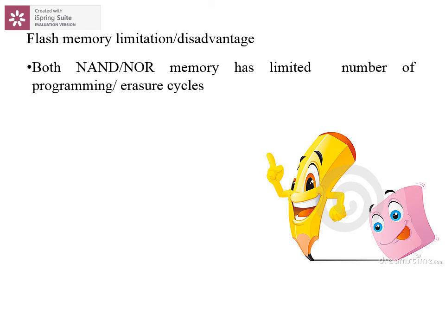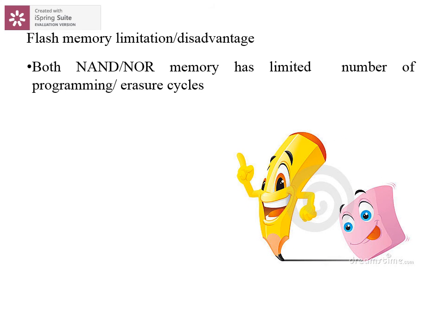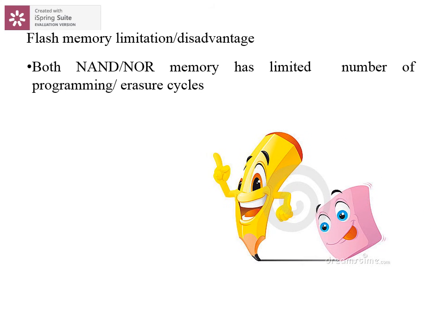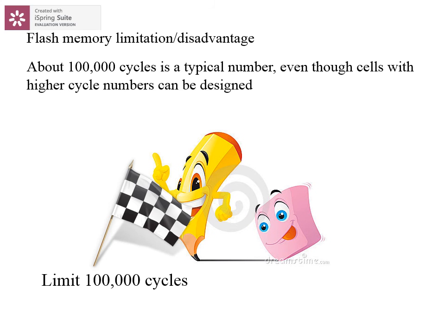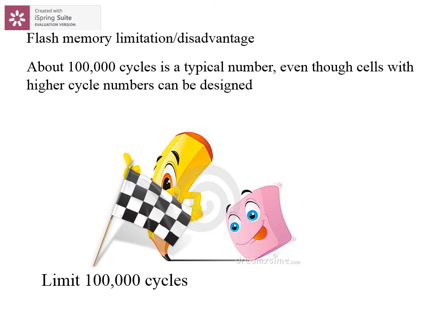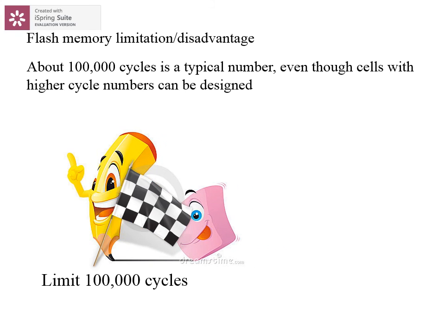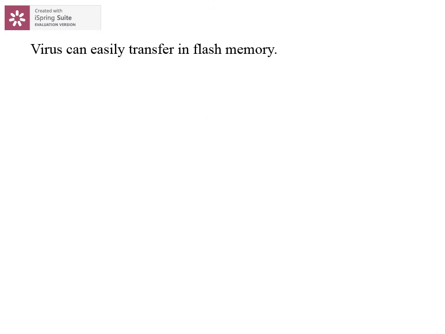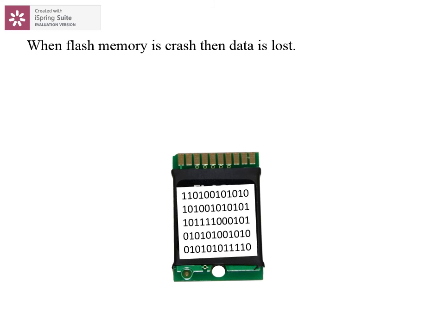Flash memory limitations. Both NAND and NOR memory have a limited number of programming and erasure cycles. About 100,000 cycles is a typical number, even though cells with higher cycle numbers can be designed. Viruses can easily transfer in flash memory. When flash memory crashes, then data is lost.